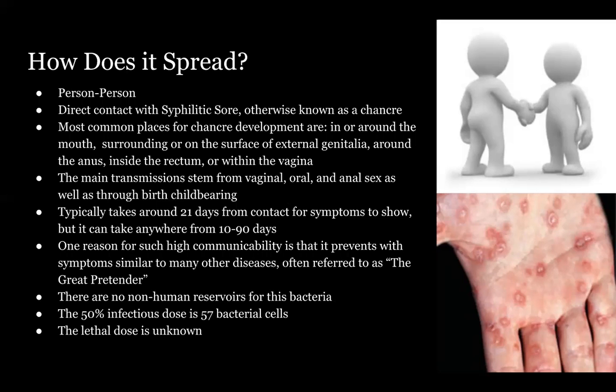Typically, it takes around 21 days from contact for symptoms to show, but it also can take anywhere from 10 to 90 days. There's no set time limit for this. Syphilis has often been called the Great Pretender, as its symptoms can also look like many other diseases. There's also no non-human reservoirs for this bacteria, and it has a 50% infectious dose of 57 bacterial cells. And there is also no known lethal dose for the bacteria.